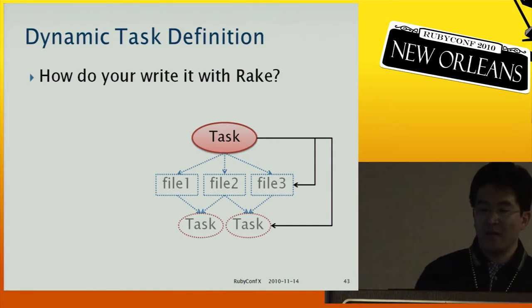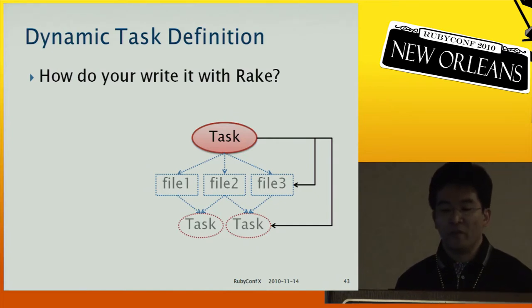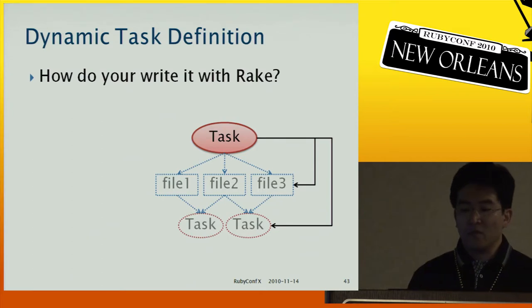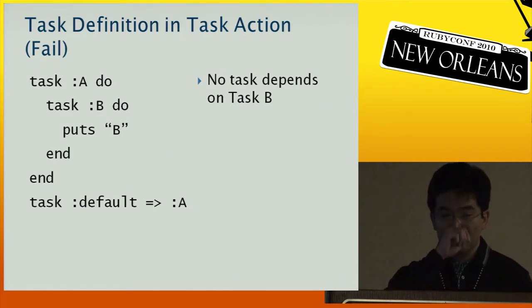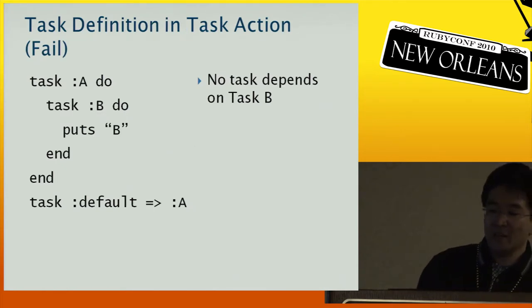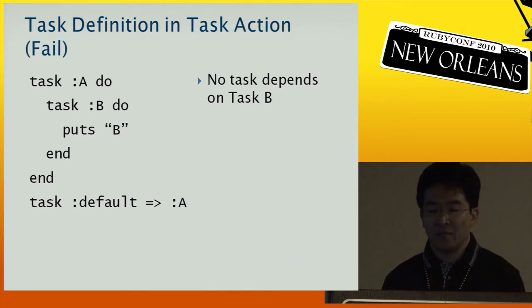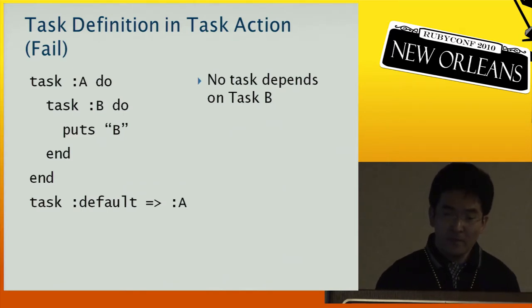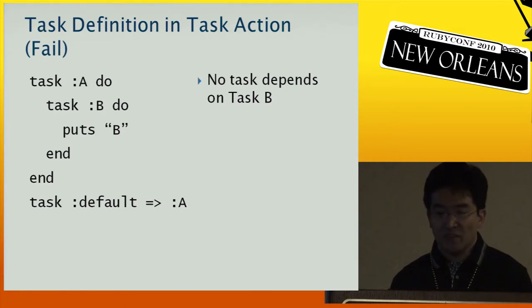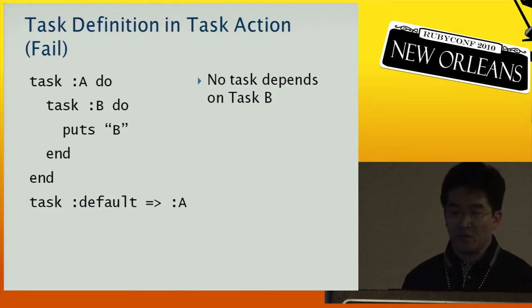And what about the dynamic task definition I showed before? How do you write it in a Rakefile? To achieve dynamic task definition, I consider the task definition in a task action. In this example, task B is defined in the task action part of task A. However, this example does not work since no task depends on task B. How to fix it?